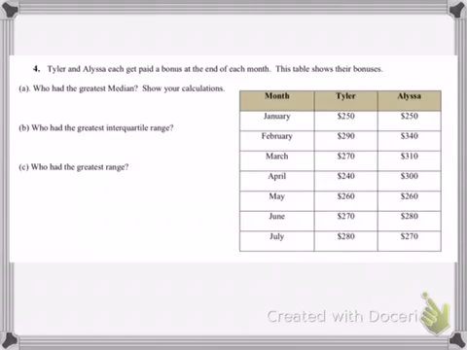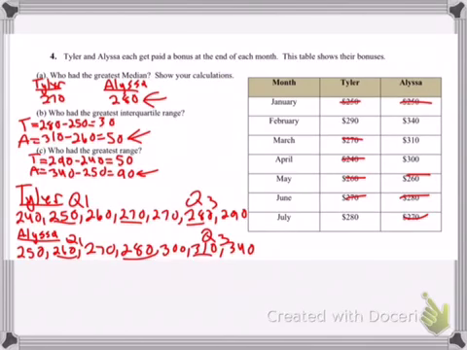Tyler and Alyssa each are paid a bonus at the end of each month. This table shows their bonuses: who had the greatest median, who had the greatest interquartile range, who had the greatest range. Make sure you put the numbers in order to find these calculations for each person. Alyssa had 280, which is higher than 270 of Tyler. Tyler had 30, Alyssa had 50 for the interquartile range. Alyssa's higher. Alyssa had 90 on the range, and Tyler had 50, greatest minus smallest.